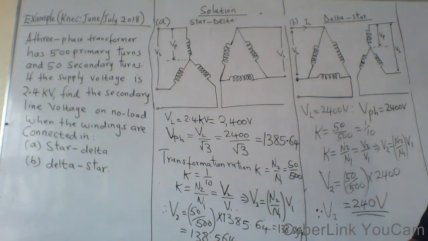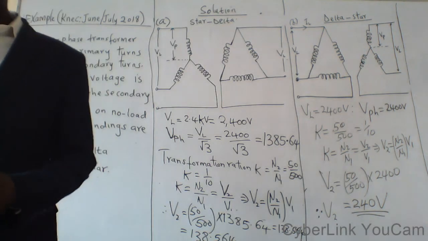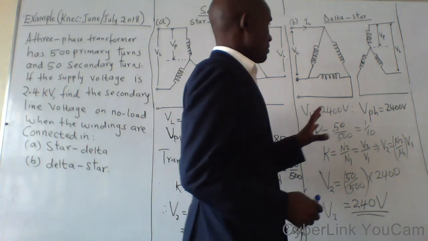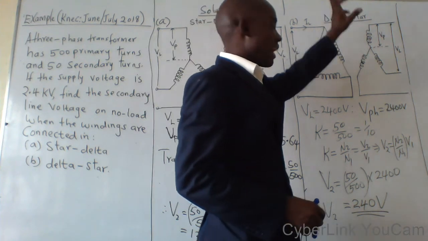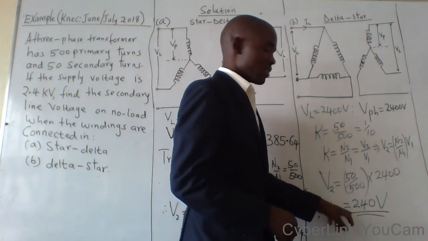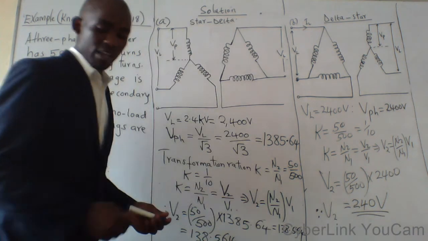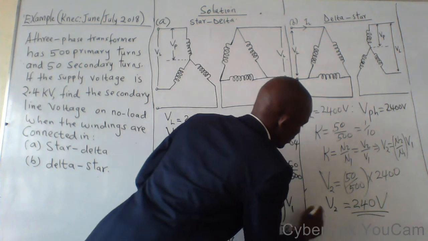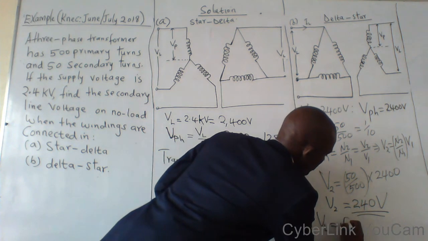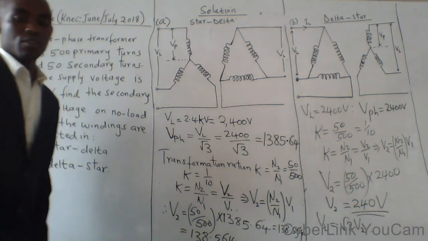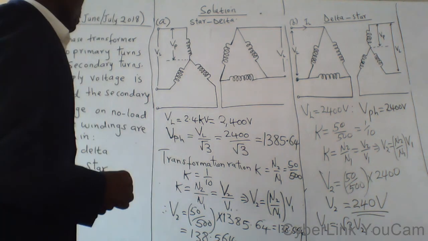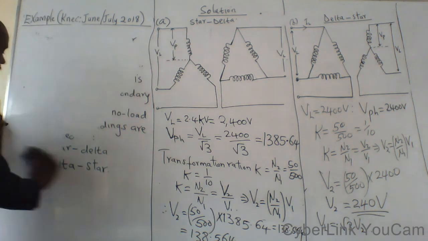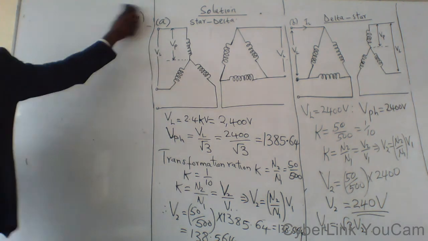Therefore, the secondary voltage becomes 240. Remember now, the question is very simple. We are being asked to get the secondary line voltage. This is the secondary phase voltage. So if you want to get the secondary line voltage, this is V2. The secondary line voltage VL will be equal to √3 V2. So you need to take that value and multiply by √3.